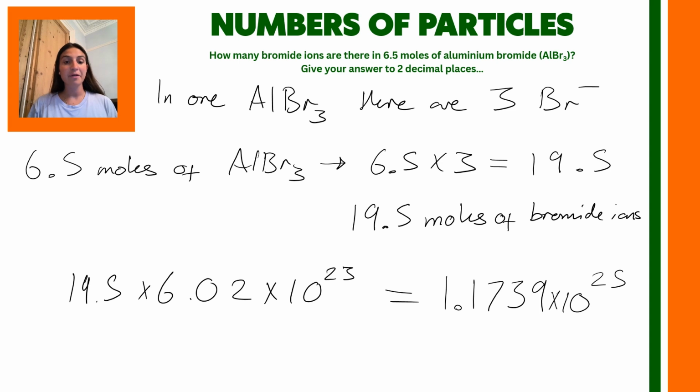And so how do I find out how many ions there are if there are that number of moles? Well, you take the number of moles, 19.5, and you multiply by Avogadro's number, 6.02 times 10 to the 23, which gives 1.1739 times 10 to the 25 bromide ions.